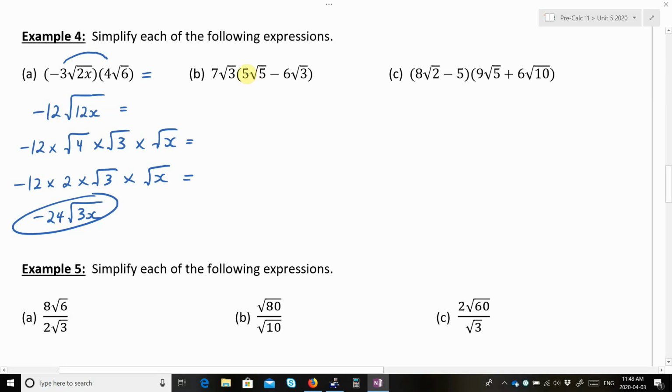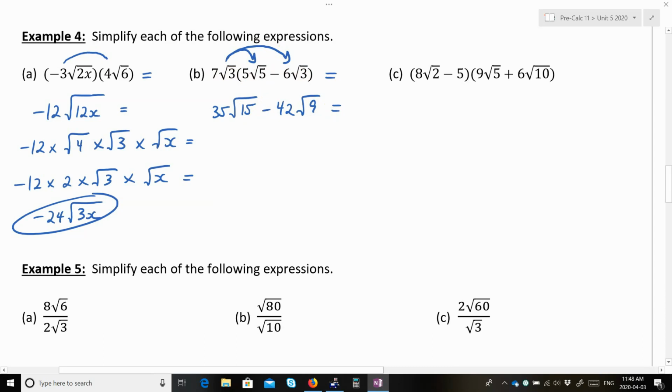In letter B, notice we have a mixed radical multiplied onto a bracket which contains mixed radicals. So we have to do front door bomber. So we're going to bomb that onto that. And when we do that, you multiply the outside numbers. 7 times 5 is 35. The square root of 3 times the square root of 5 is the square root of 15. And then you take the 7 root 3 and you multiply it onto the negative 6 root 3. So 7 times negative 6 is negative 42. The square root of 3 times the square root of 3 is the square root of 9.